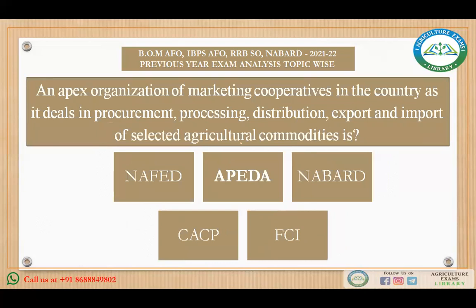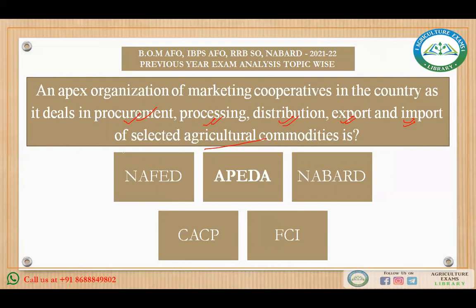Now, this question is from the various institutions. An apex organization of marketing cooperatives in the country, as it deals in procurement, processing, distribution, export, and import of selected agricultural commodities. That means the organization that is dealing with procurement, processing, distribution, export, and import of selected agricultural commodities. NAFED, APEDA, NABARD, CACP, FCI.